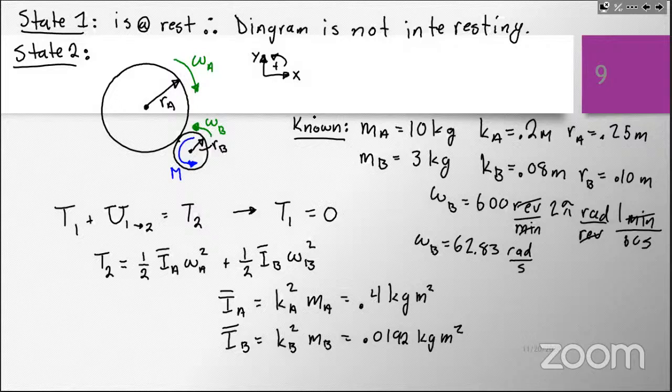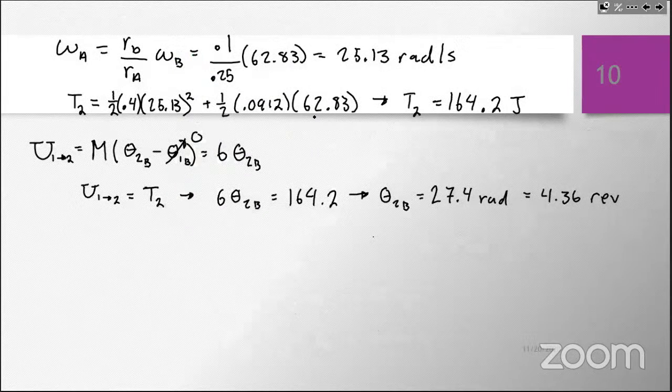Great. We've got all this set up, and we move on. This is where our gear ratio comes in. We talked about this a little at the beginning of class. If you have a tangential velocity at the contact point, you get omega A times RA is equal to RB times omega B. I want to solve for omega A because I know omega B. When omega B is 62.83 radians per second, and we multiply by our gear ratio, we find out that the larger gear is moving slow. Awesome.